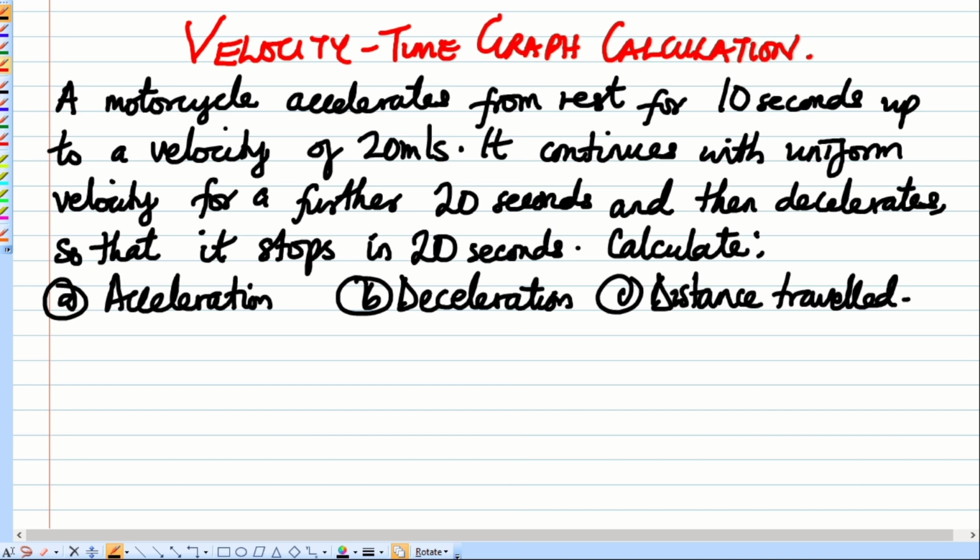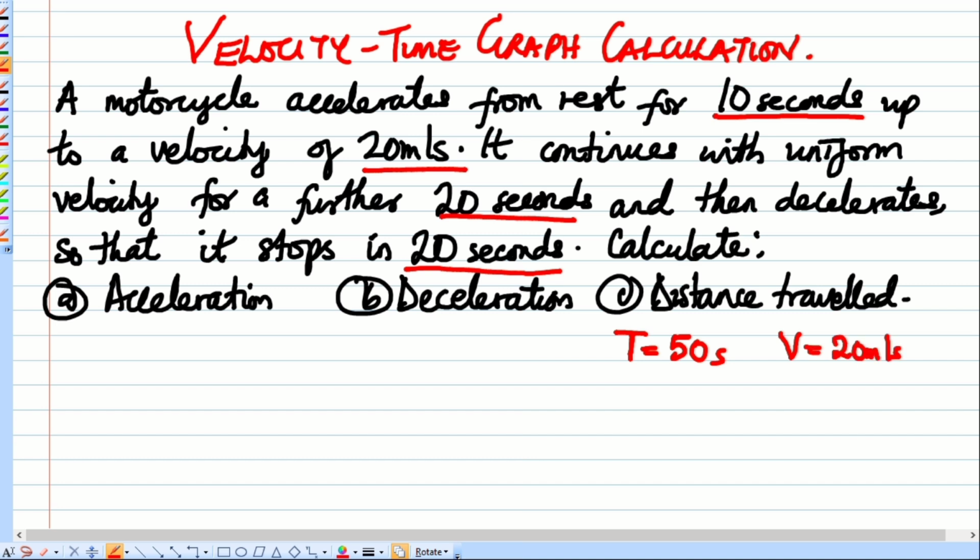The first thing I want you to pay attention to is, let's check how long this entire journey lasts. To discover that, the first journey was for 10 seconds, and then 20 seconds, then you have another 20 seconds. So the total time taken for the journey is what? 20 plus 20 plus 10, that's 50 seconds. So this is a 50 seconds journey. Another thing I want you to discover is that the maximum velocity, that means the highest velocity in this journey, is 20 meters per second.